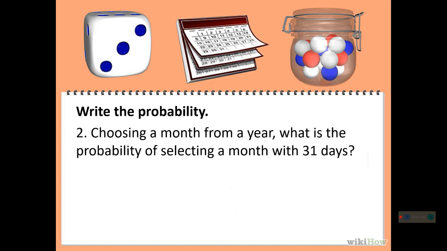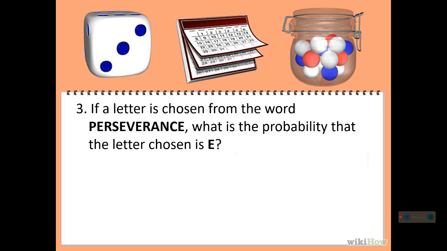Next, choosing a month from a year, what is the probability of selecting a month with 31 days? What are those months and how many? We have here 7 over 12. I hope you can determine what are those 7 months from January to December. Again, we have 7 over 12.